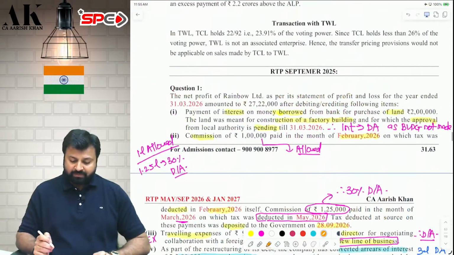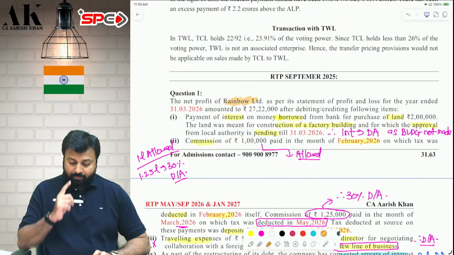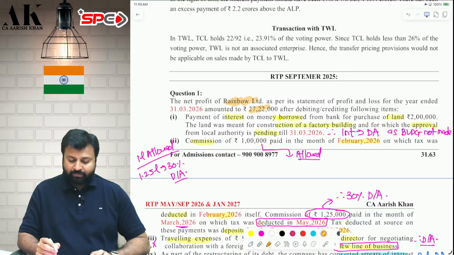Okay. So let's start with the first adjustment. Assessee is a company, Rainbow Limited. The profit of the assessee is 27,22,000 rupees.